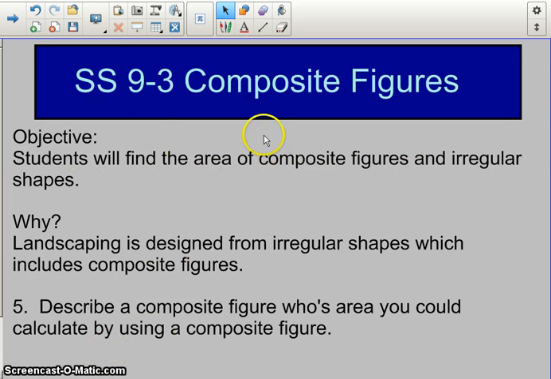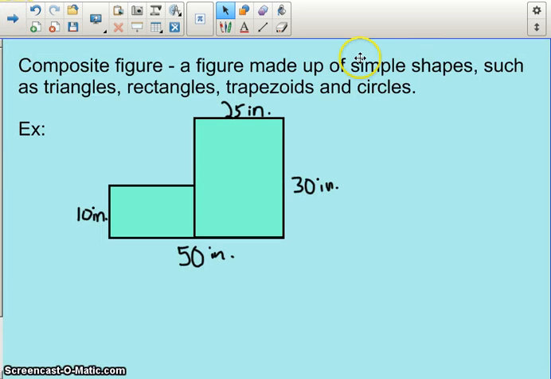So make sure you answer question number 5 in your notes. Make sure you get the title down and you can read through the objective and the why. Remember, we need a half page of notes as always, and your summary at the very end of that. So let's go ahead and get started.